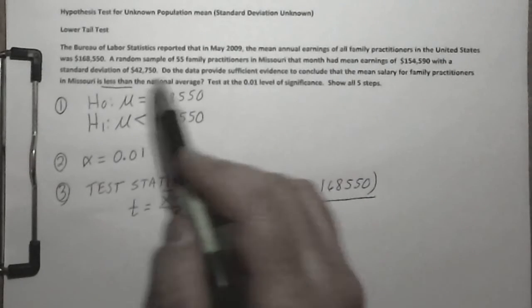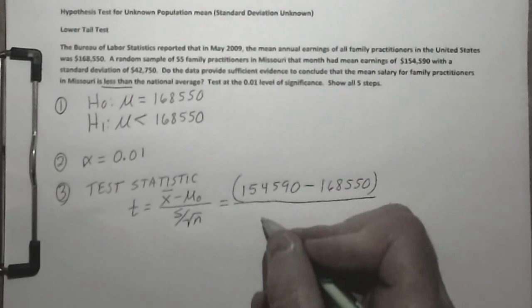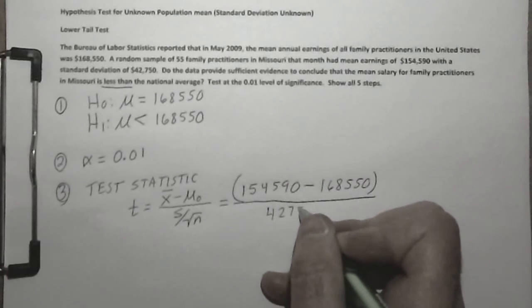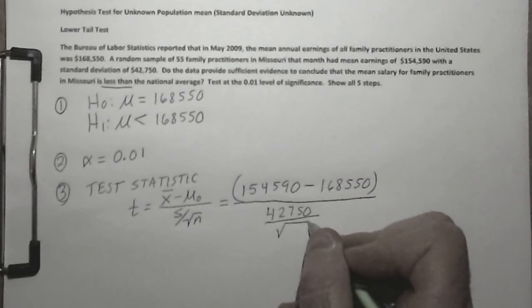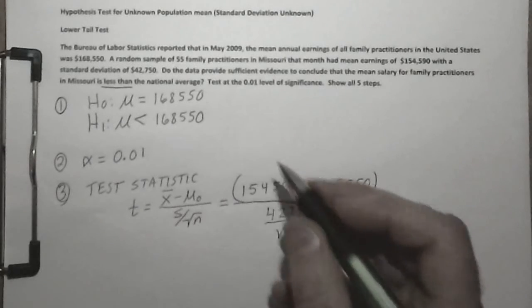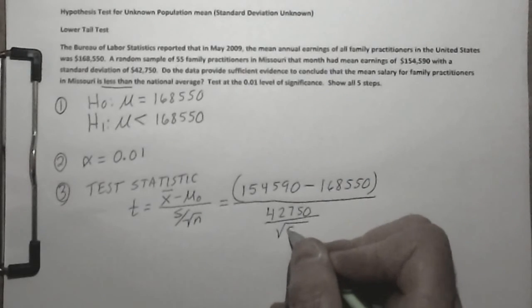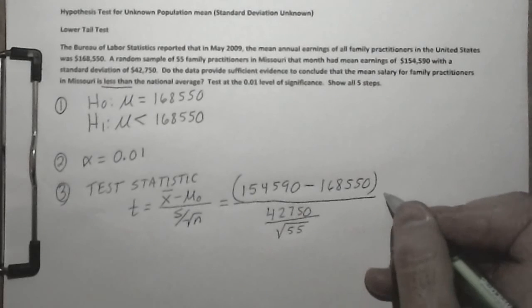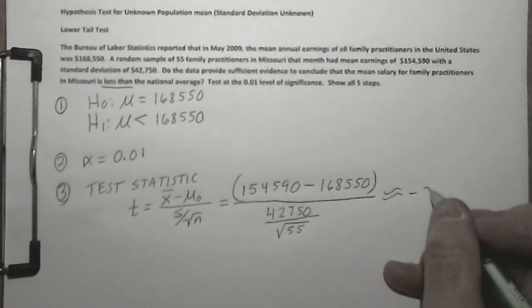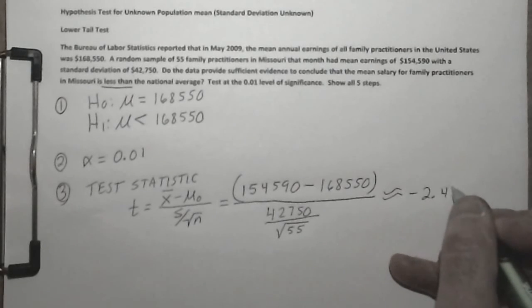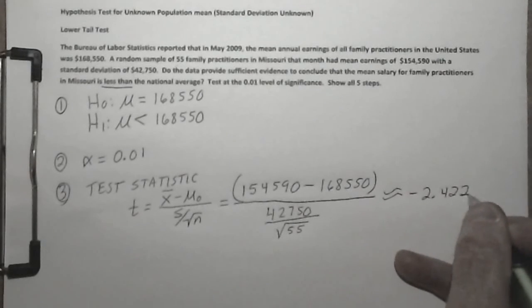Notice the standard deviation of our sample is 42,750. We're going to divide that by the square root of the sample size, and the sample size is 55, as 55 practitioners were randomly surveyed. When you dial this up on your calculator, you should compute a test statistic value of about negative 2.422.